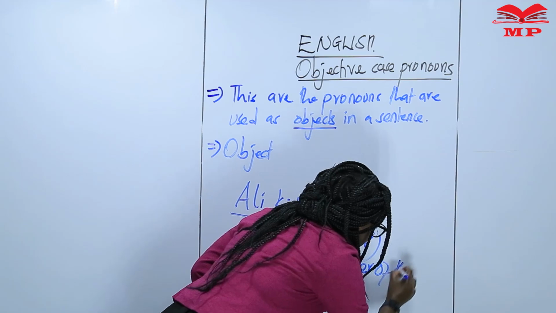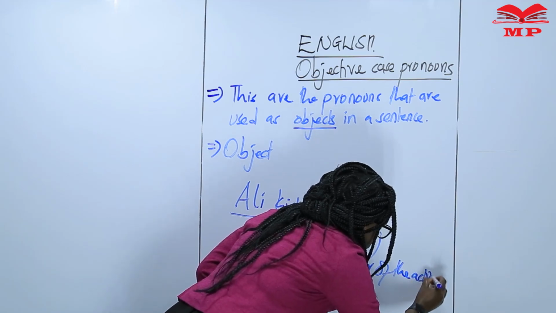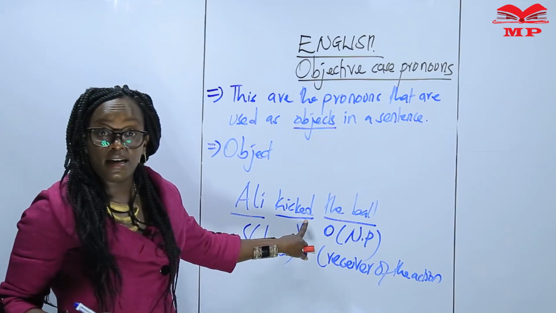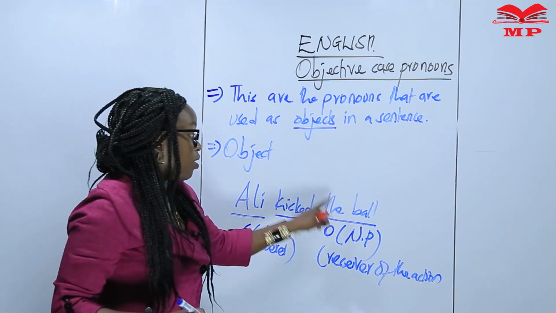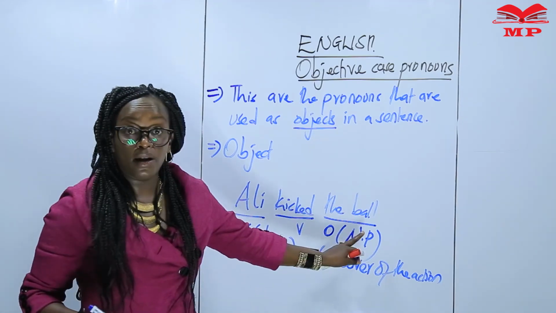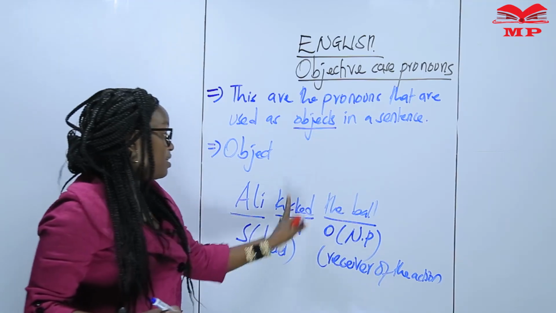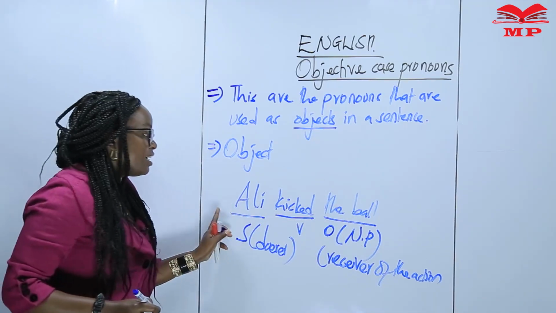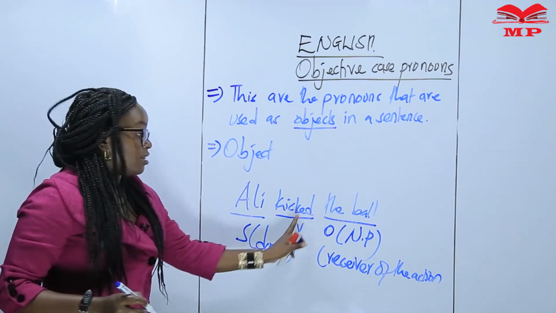It is the receiver of the action that is performed by the verb here. So Ali kicked the ball. What did Ali kick? The ball. The ball is the one that receives this action. It is the one that gets kicked. And then Ali is the one that kicks this ball.